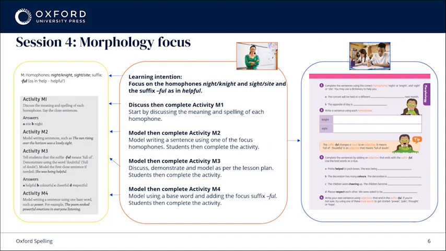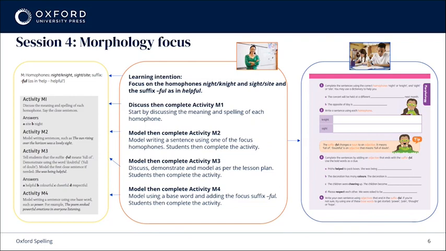The session starts by introducing the meaning and spelling of our focus homophones. Students can then complete activity M1 in their student workbook. Activity M2 begins by you modelling writing a sentence using one of the focus homophones. For example, by writing, the sun rising over the horizon is a lovely sight. Students can then complete the activity independently.